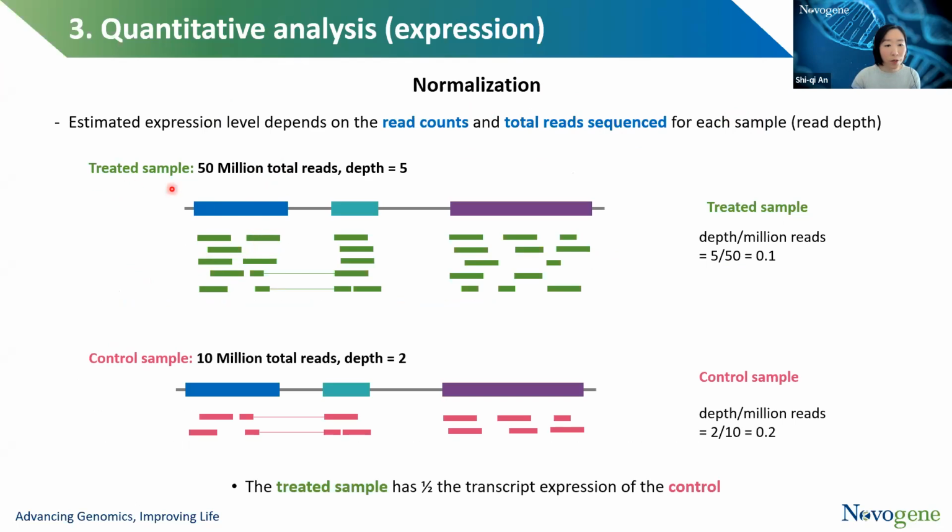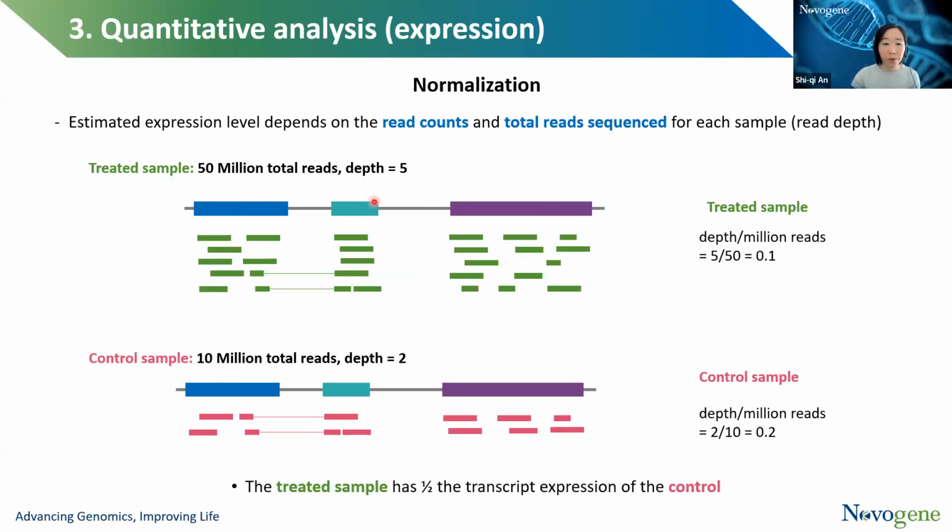Here's an example to show why we need to take this into consideration. For example, there's a treated sample and a control sample here. For the treated sample, the sequence depth is 5; you can see it's covered 5 times. For the control sample, you can see it covered twice, so the depth is 2. For the first one, we have 2 million total reads, and for the control sample, we have 10 million reads. If we want to compare which sample has the higher expression, or has more transcripts, we might say 5 is more, but actually that's not accurate.